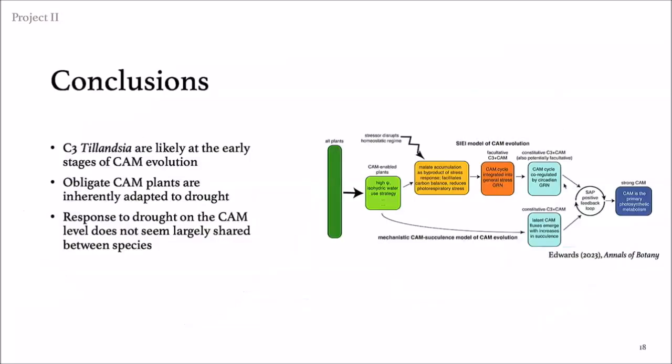So what can we take away from this part of the talk? Well, I think that what we tended to see as C3 Tillandsia are not actually pure C3 Tillandsia. They already have early forms of CAM, basically. And that means that when we study CAM evolution in the subgenus Tillandsia, we can't really say that we're studying the trait from 0 to 100, more like from 20 or 30 to 100.